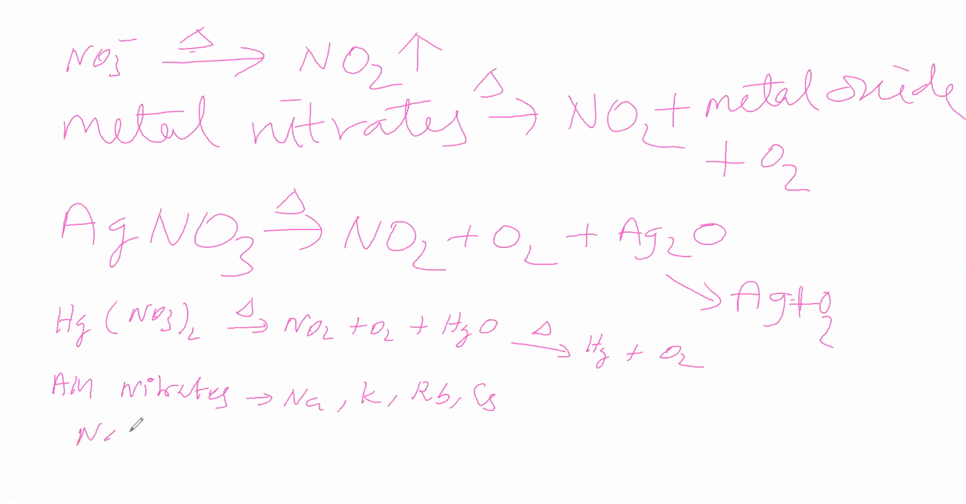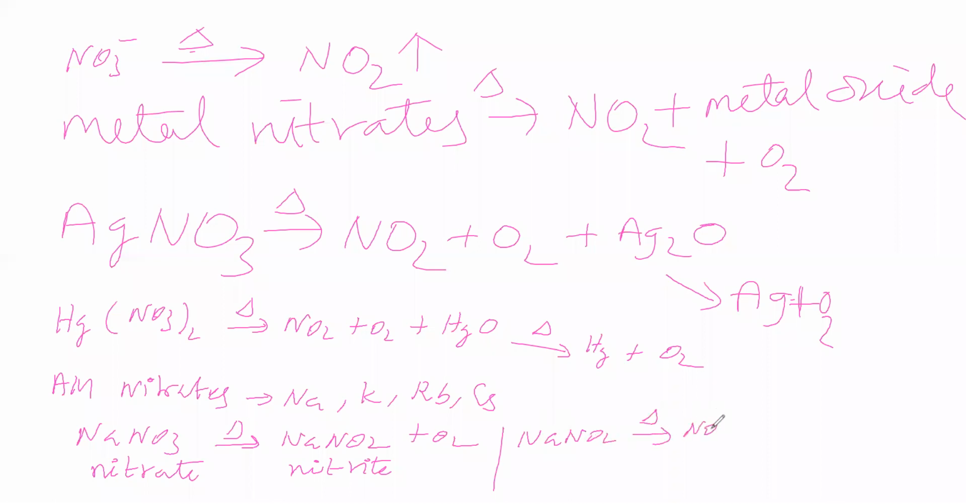Sodium nitrate on dry heating gives NaNO2 and O2. NaNO2 is called nitrite. Therefore, nitrate on heating gives nitrite and oxygen. Then this NaNO2 on further heating gives NO2, O2 and sodium oxide. Therefore, NaNO3 on strong heating gives NO2, O2 and Na2O.